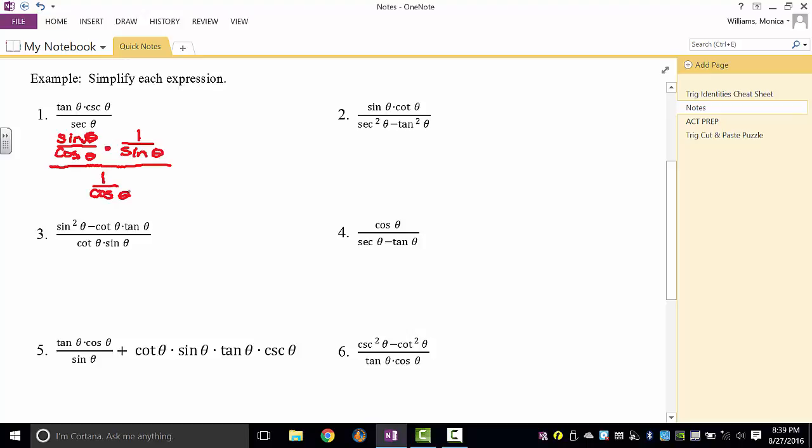Once you have changed everything, you simply do the math. And when I say do the math, that means to add, subtract, multiply, or divide. And make sure you follow order of operations. So we're doing the math. Here I'm multiplying, so the signs will cancel. And I have 1 over cosine divided by 1 over cosine. Well, 1 over cosine divided by 1 over cosine is 1, because the same thing divided by the same thing is 1.